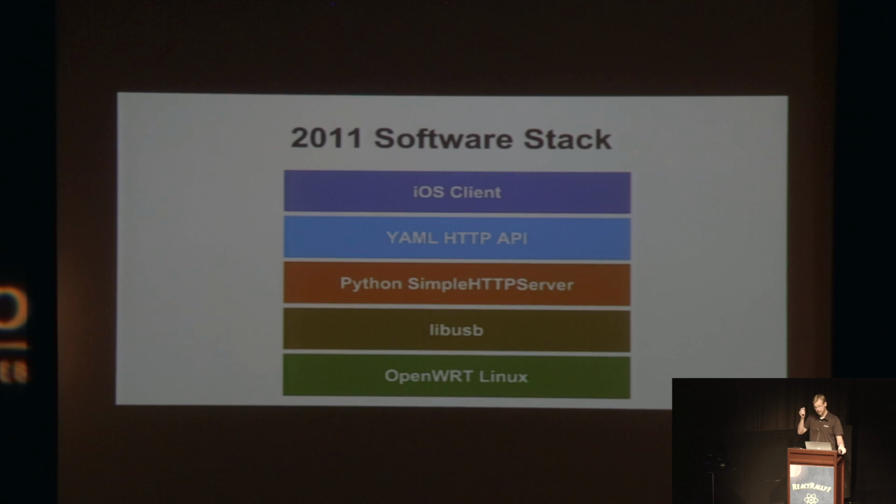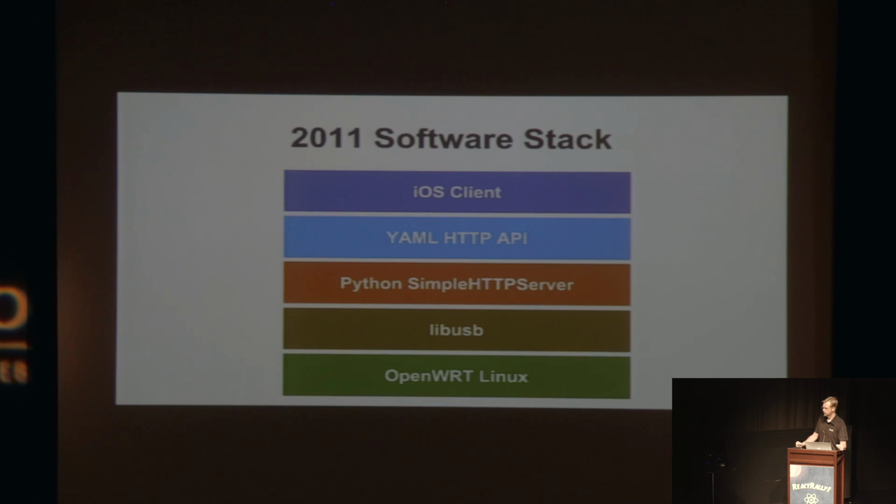So remember, this is 2011, and at the time I built this thing, the board was running OpenWRT Linux on the hardware. That's just a simple distro you can get for that particular board. I was using libUSB, which is a userland USB interface that makes it incredibly difficult to control USB devices. I used Python SimpleHTTPServer, which was a very small little piece of Python code to allow inbound HTTP requests to control my sprinklers.